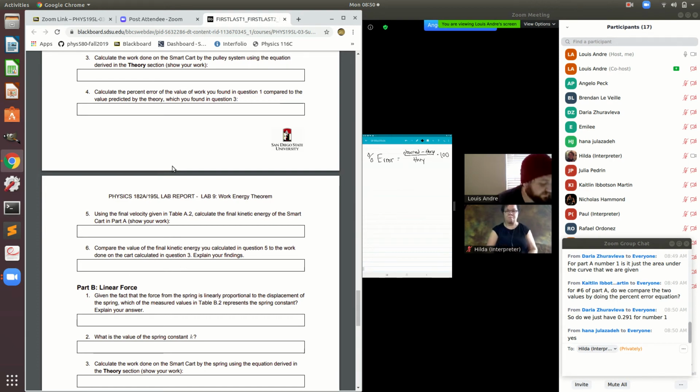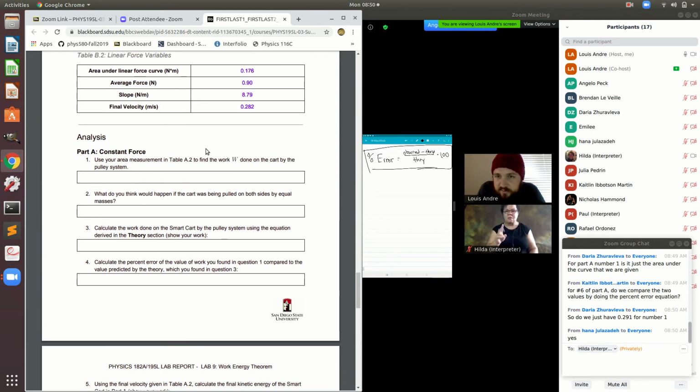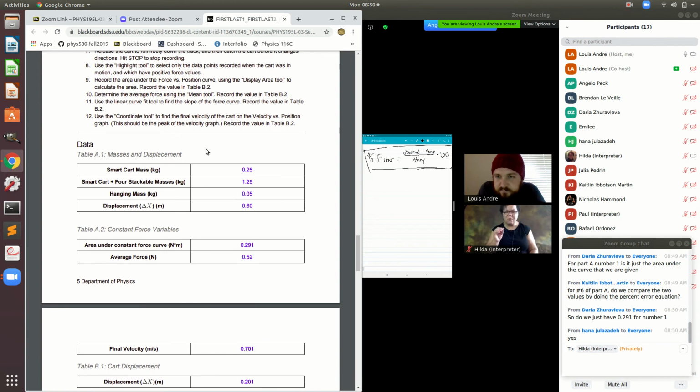Okay, that's what this one is. It's going to be whatever observed or experimental value you had, minus theory, divided by theory. 0.291 for number 1? Yeah. The area under the constant force curve is 0.291, so that's what that is.